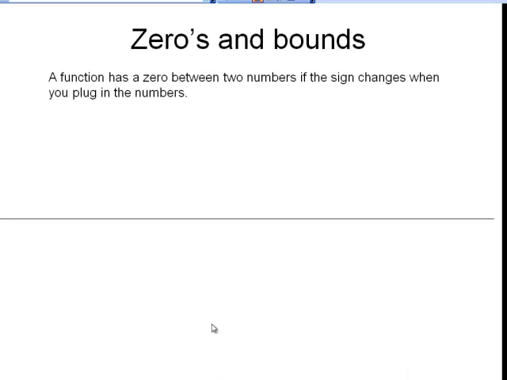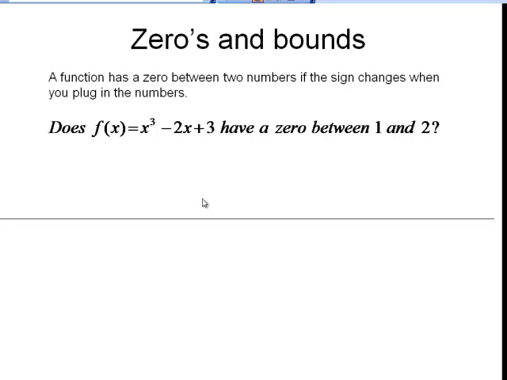Okay, zeros and bounds. A function has a 0 between any two numbers if the sign changes when you plug the numbers in. So if it goes from a positive to a negative, it has to go through 0, essentially.